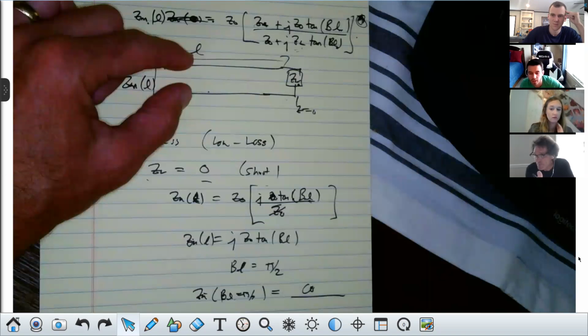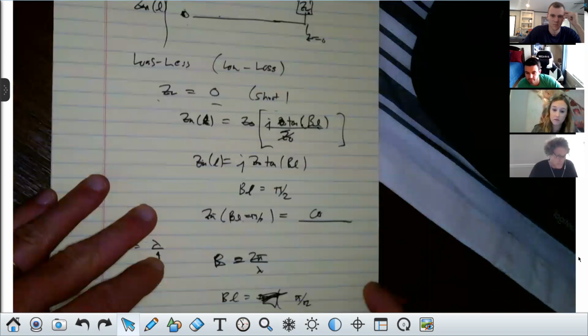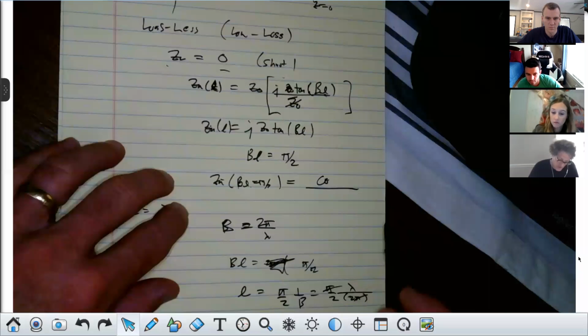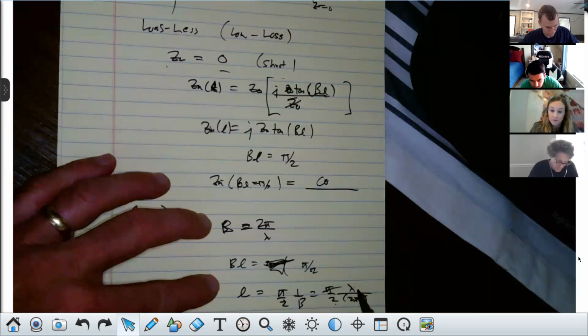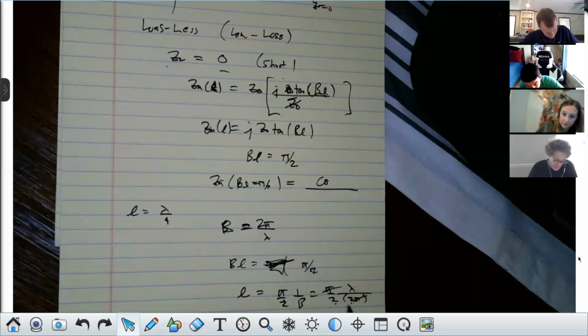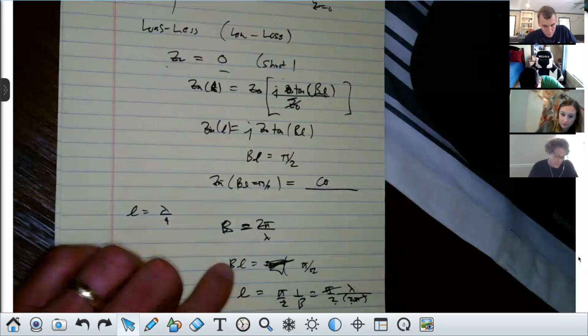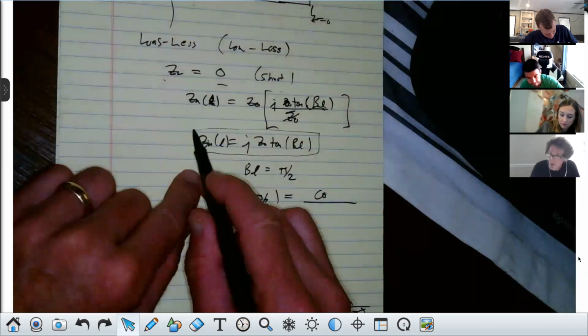No? Can we see the bottom of the paper? We couldn't see it when you were writing it out. Yeah. What I was just showing you is that lambda over 4 would be the length of line that would make the argument of the tangent pi over 2. But are you with me with this right here, class? So far, right?